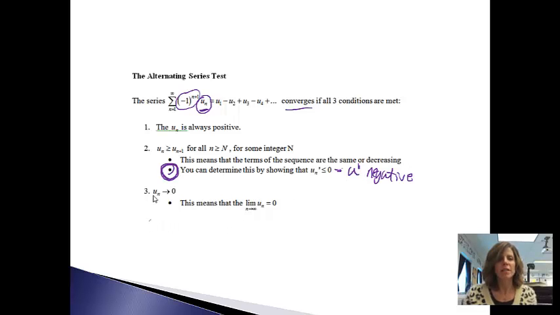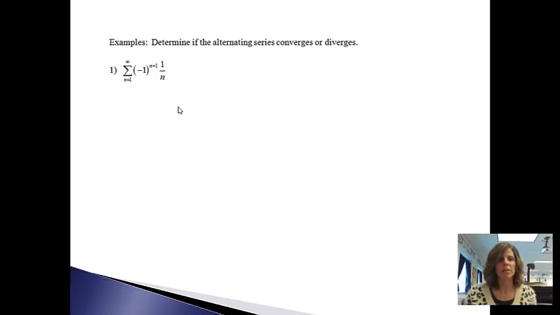And then the last thing is that u sub n has to approach 0. Basically, if I take the limit as n approaches infinity of that sequence or function, we should get 0 for an answer. Again, all three of those tests have to be met. All right, so let's look at a couple examples. We want to determine if the alternating series converges or diverges, and again, because of this negative 1, that is going to make it toggle back and forth between a positive and negative number.